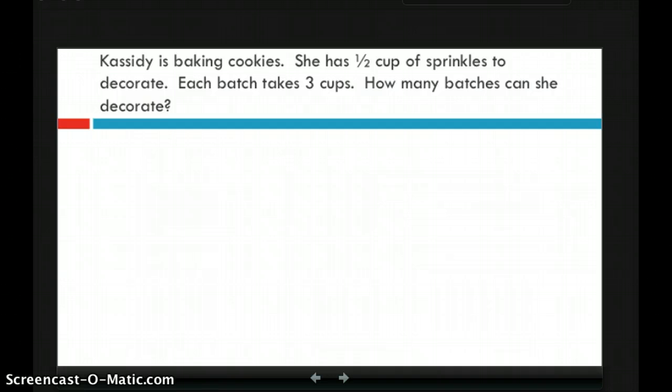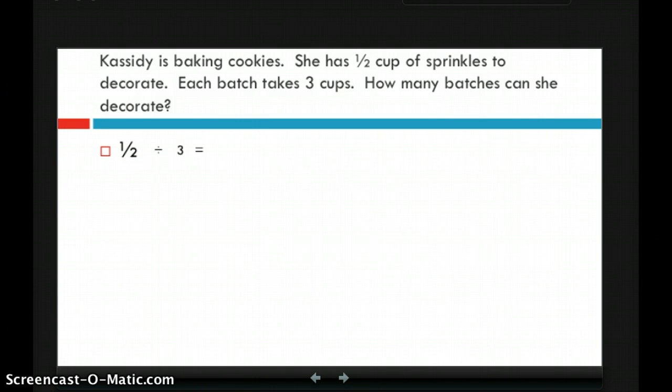Let's write out a number sentence. First, we have half of a cup of sprinkles. One batch takes 3 whole cups. So we need how many times 3 will go into half in order to see how much we can bake. That means we divide by 3.